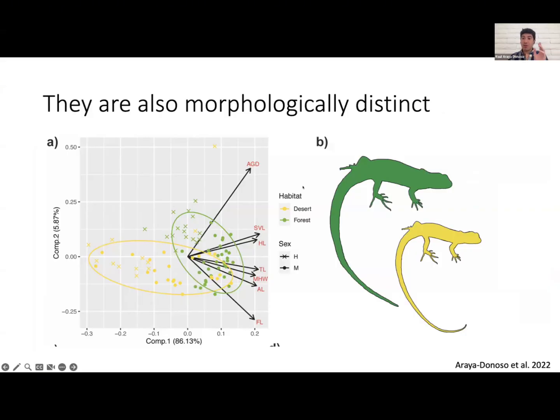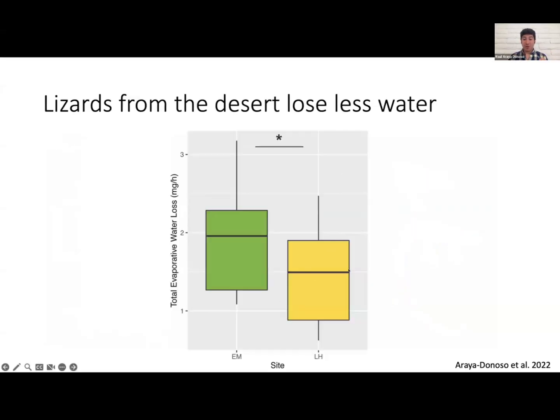So that's the morphology, and we also analyzed their physiology, because if they are living in the desert, they need to adapt to these dry conditions. As we were just talking about, like how climatic changes can produce adaptation. So this happened in these lizards in the past. And what we see is that the lizards from the desert, here in yellow, lose less water than the lizards from the forests. So this plot is showing the distribution of the water loss for both populations. And the line here in the middle represents like the mean or the median. So you can see that on average, the lizards from the deserts lose less water.